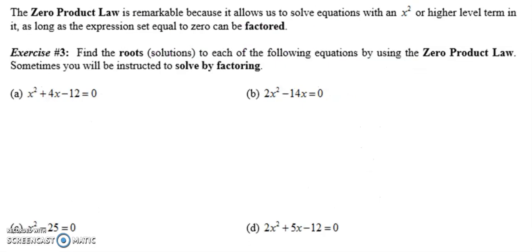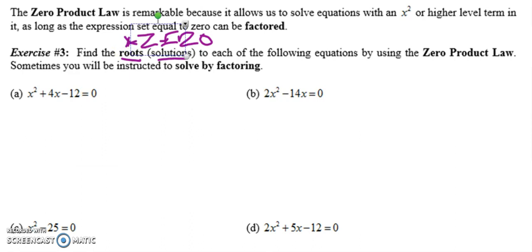So the zero product law is remarkable because it allows us to solve equations in the x squared or higher levels. As long as the expression is set equal to 0, it can be factored. So find the roots of the solution. The roots is another word for finding the zeros. This is important, so you might want to write that down. On your assignments, it might say find the roots, find the solution, find the zeros. It's all referring to the same thing. So all three of these, roots, solutions, zeros, referring to the same thing.